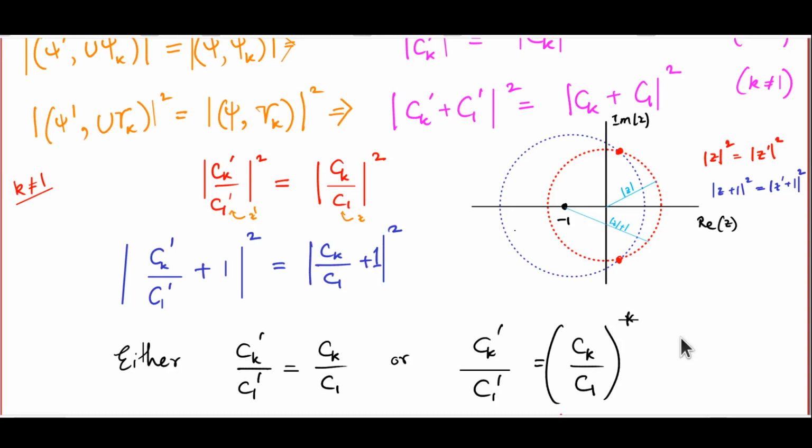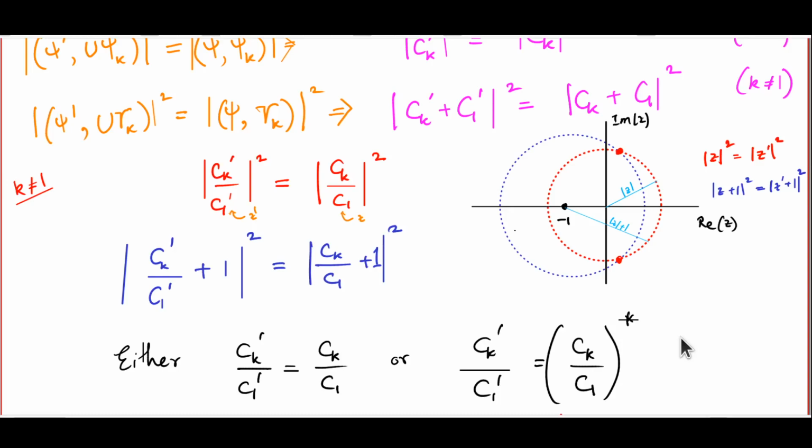Let me remind you that if u had been linear, then ck prime by c1 prime would have been equal to ck by c1 for all k. On the other hand, if u had been antilinear, then ck prime by c1 prime would have been the conjugate of ck by c1 for all k.